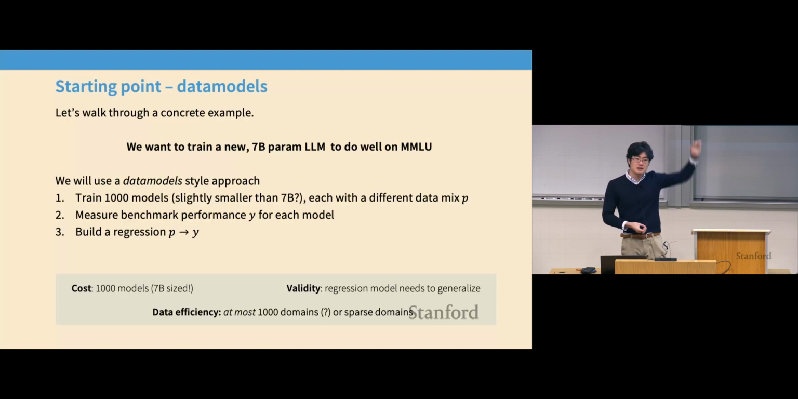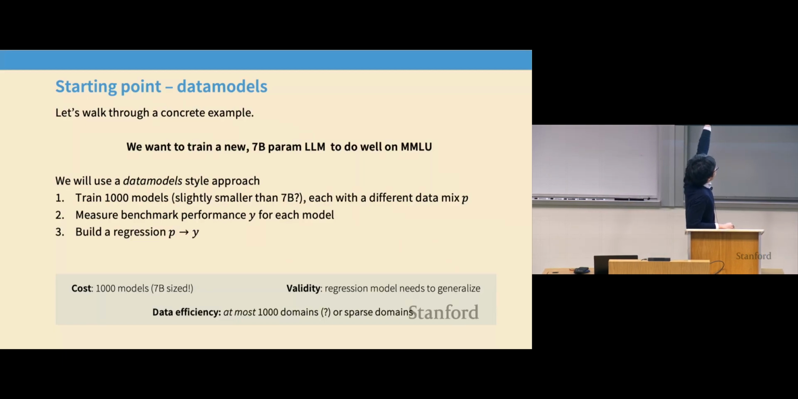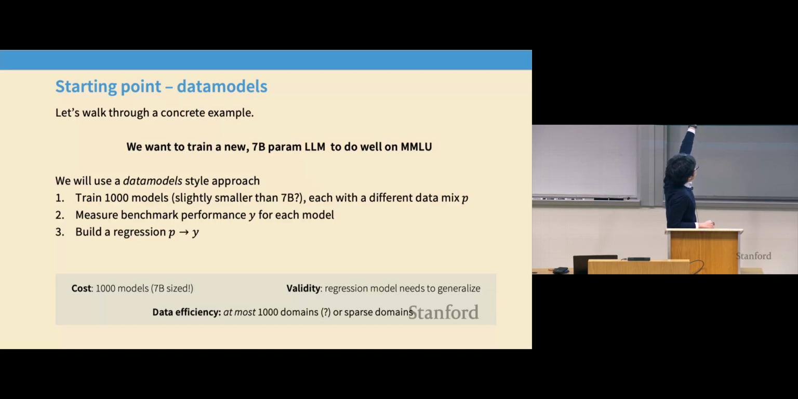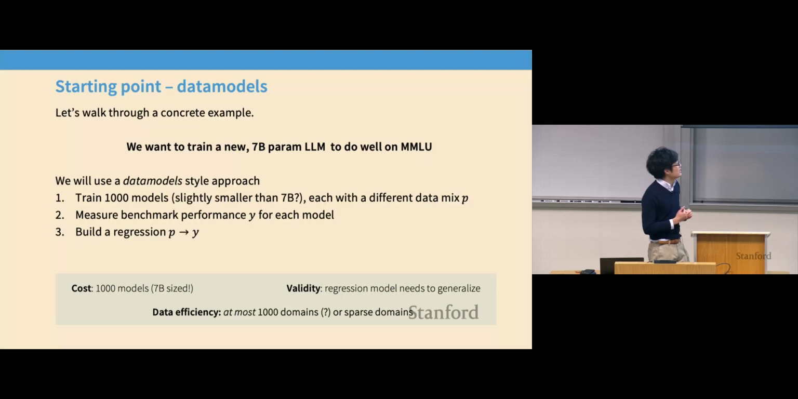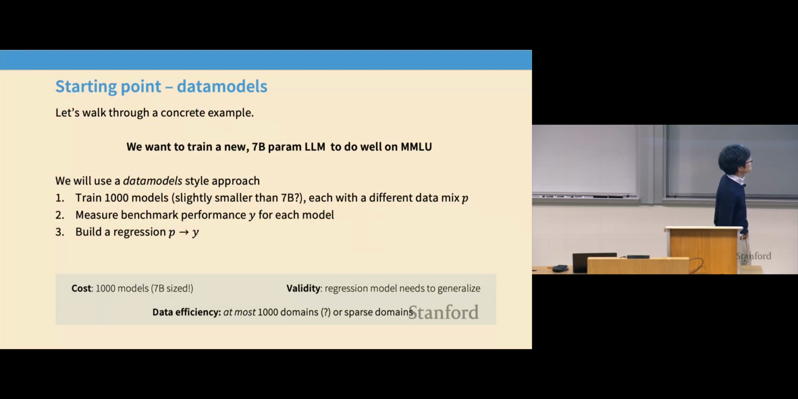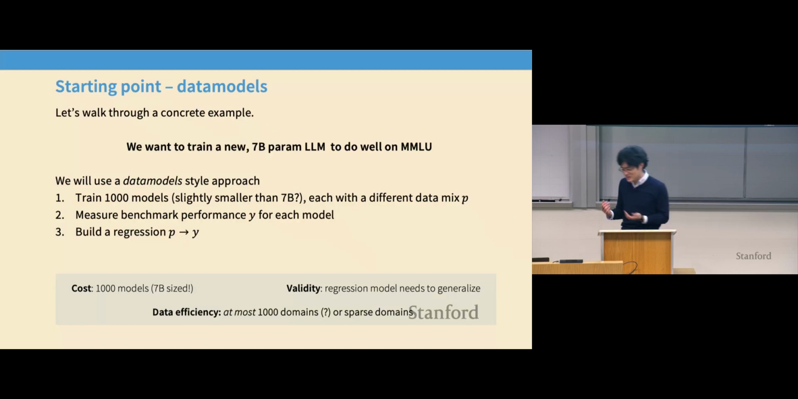Well, if I want to use something like data models to do this, this is the hypothetical: I'm going to train 1,000 different small models, each one with a different data mix. Then I'm going to measure how well each of these models do. And then I'm going to build a regression model that goes from what the data mixture was for each of these 1,000 models to the downstream performance. Once I have this regression model, I can find the best possible mixture and train on that, right? Very conceptually simple, incredibly expensive, and totally impractical, because the cost is to train 1,000 different models, and I can't estimate weights for more than 1,000 domains. So that seems pretty rough.